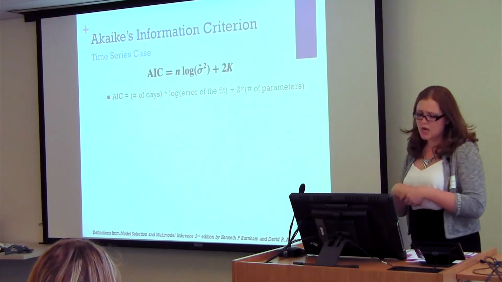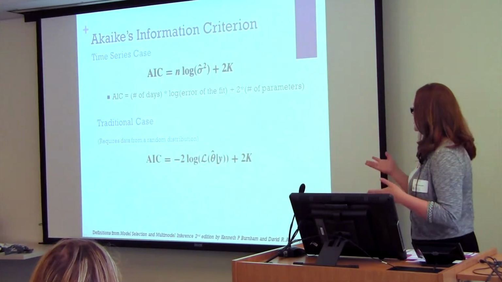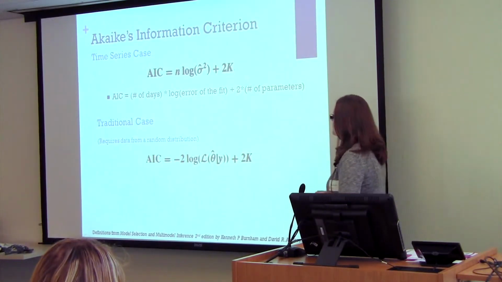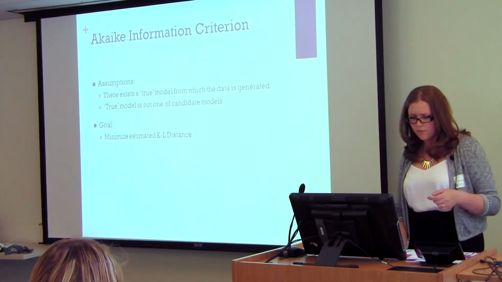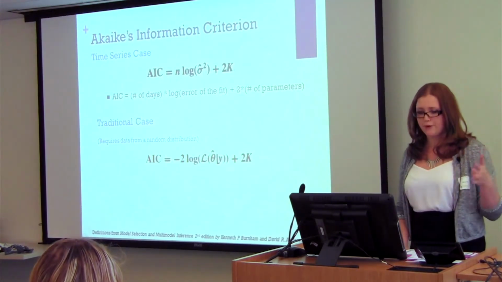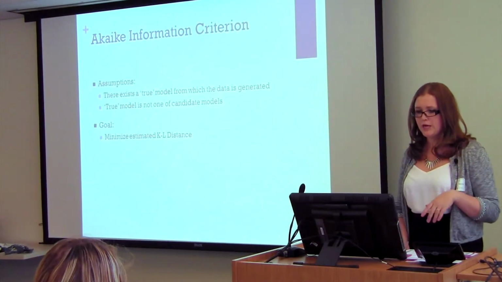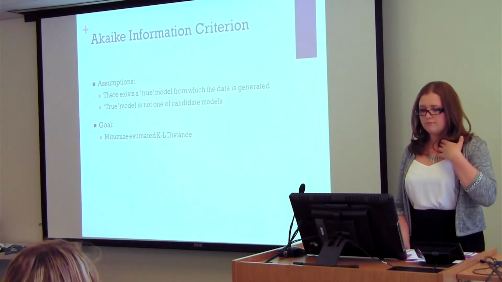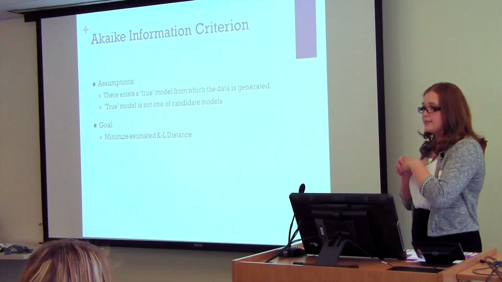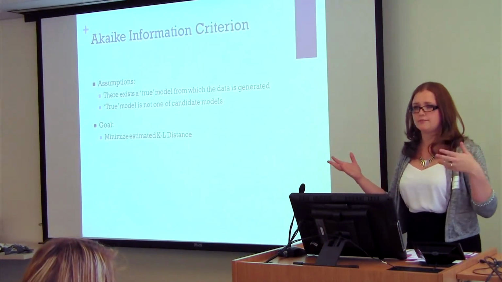In the literature, and for our case, the kind that would fit most is this formulation, but there's also the traditional case, which uses the likelihood function, which is slightly different than the sigma squared. It also requires data from a randomly distributed distribution, so that statistical distribution. The point is that you want that KL distance to be minimized, so you're looking at the smallest value of AIC.